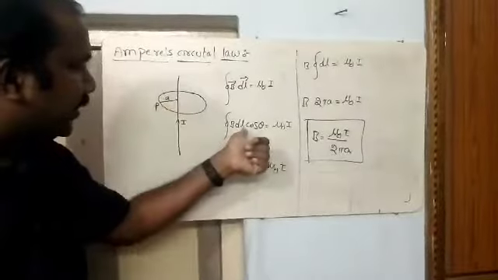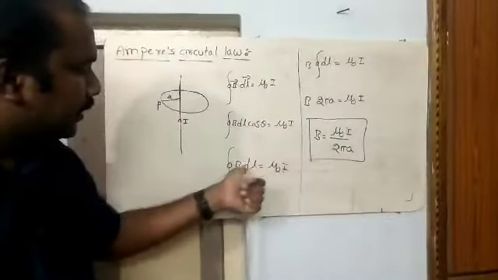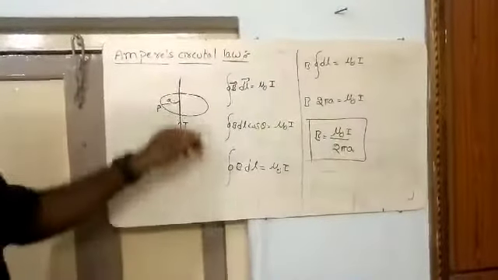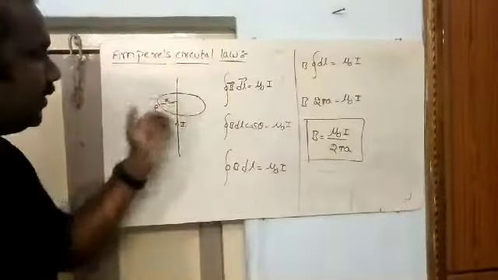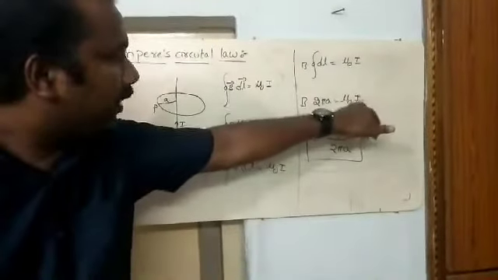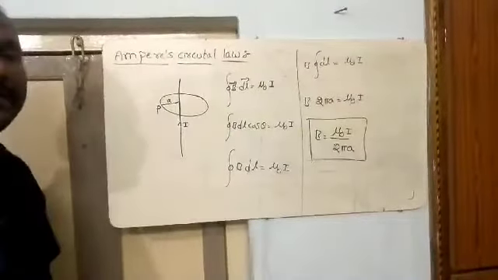Both the elements are parallel, that is the reason B dl cos 0, value 1, gives B dl. So B into integral dl, taking B as common, the total length is nothing but the circumference, so in place of that I take B into 2 pi a is equal to mu naught times I, and finally B is equal to mu naught I by 2 pi a.